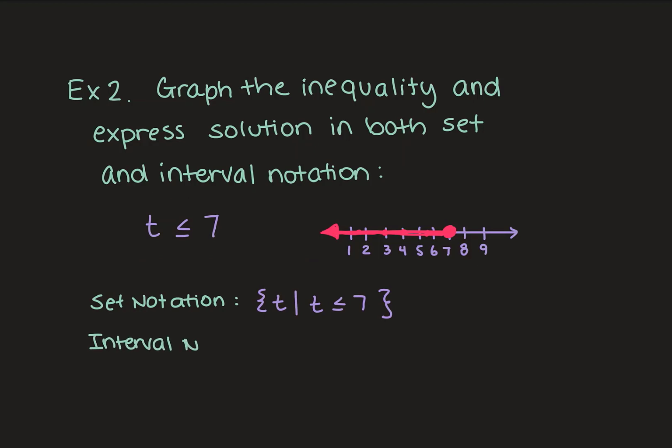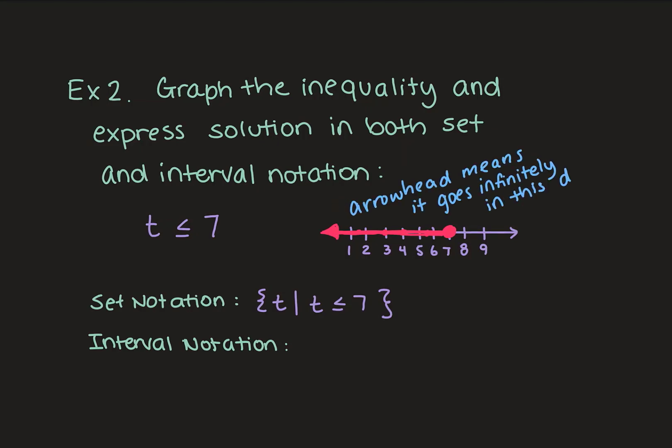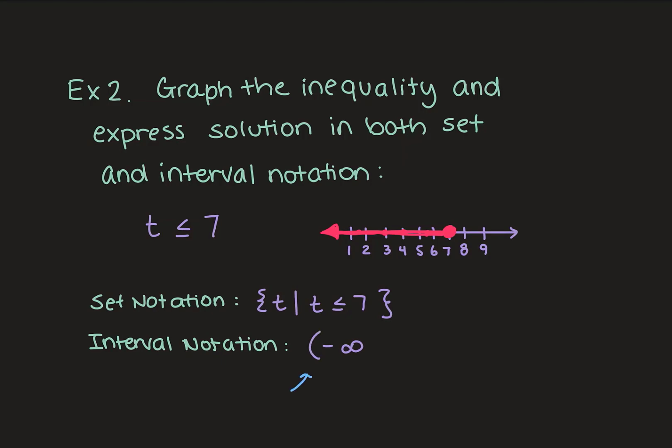And for interval notation, we need to write out our minimum and maximum solution. So let's look at our graph. So what's our minimum? Again, the arrowhead means it goes infinitely in this direction, so towards negative infinity. Therefore, our minimum is negative infinity, and we use parentheses for the infinity symbols. Then the maximum is at 7. And since it includes 7, we use a bracket, which will always be used for closed circles.